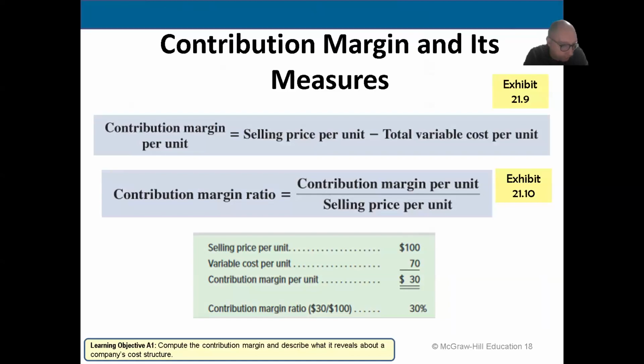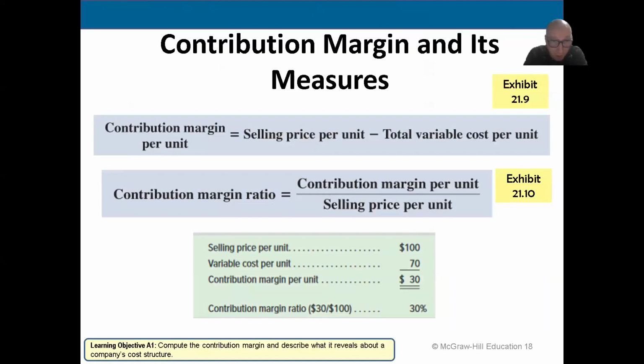Let's say we sell a calculator at a sales price of $100 per unit. Our variable cost, the cost to manufacture that calculator, is $70 per unit. So sales price 100 minus variable cost 70 gives me a contribution margin per unit of $30. $30 potential profit per unit.